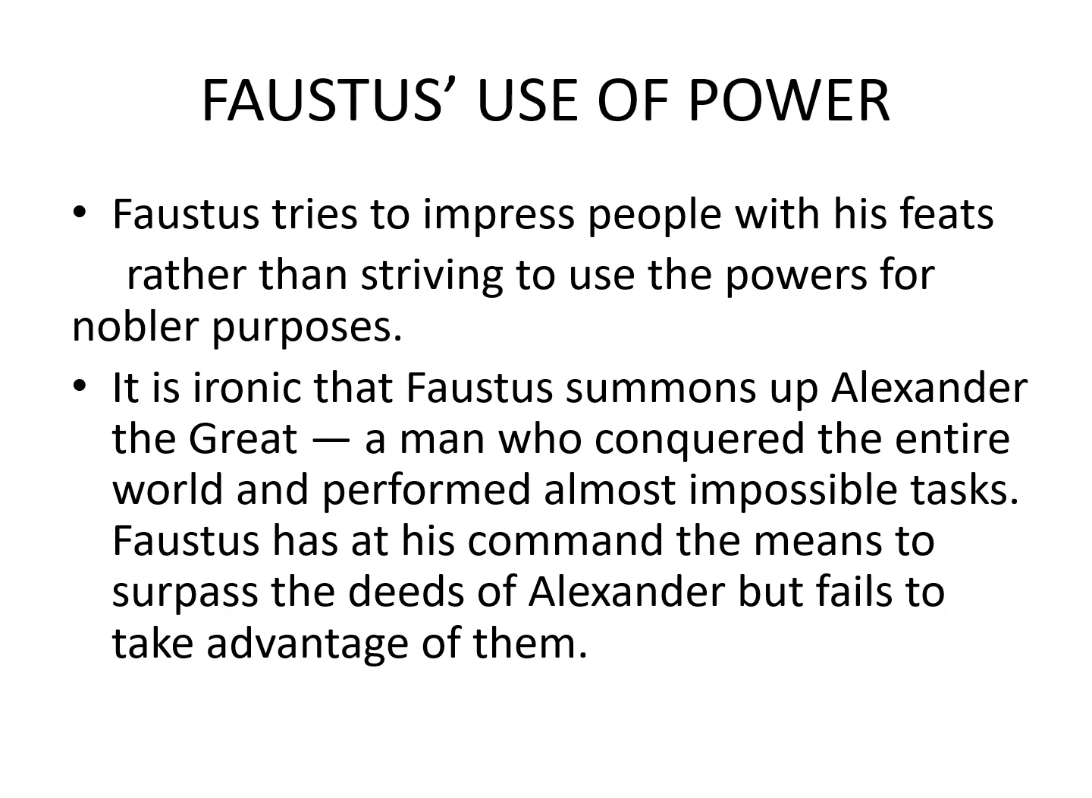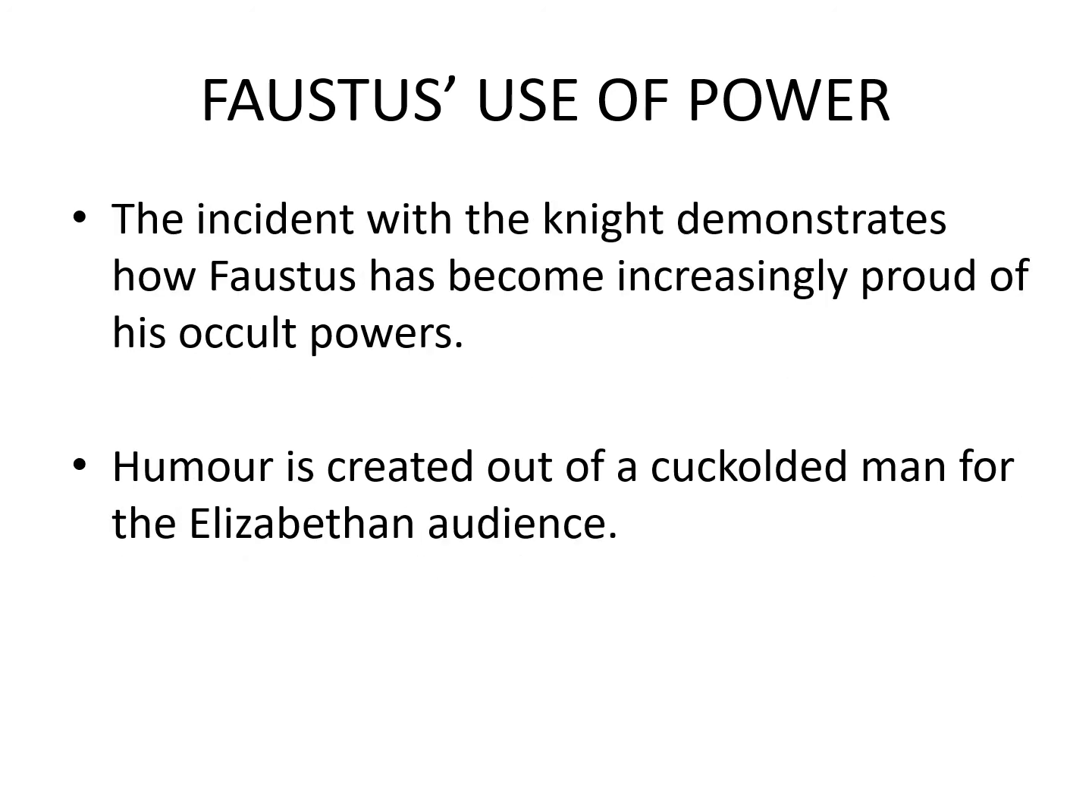So it's also ironic that Faustus summons Alexander the Great, a man who conquered the entire world. He summons him on the stage, so he is doing the impossible, but he is not using the knowledge for a better purpose. Right? That's what we learned. And the scene as a whole does not add anything to the plot. The incident with the knight also demonstrates how Faustus has become increasingly proud of his occult powers, and there is humor that is created, right? So humor on the stage by creating a comical scene of characterizing the knight as a cuckolded man for the Elizabethan audience. That's what we learn.